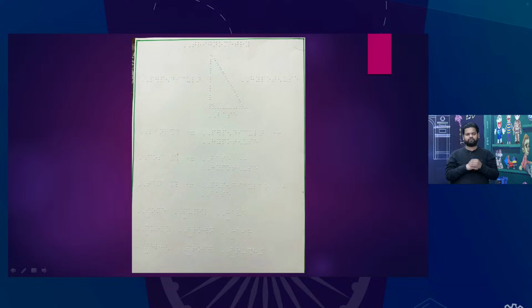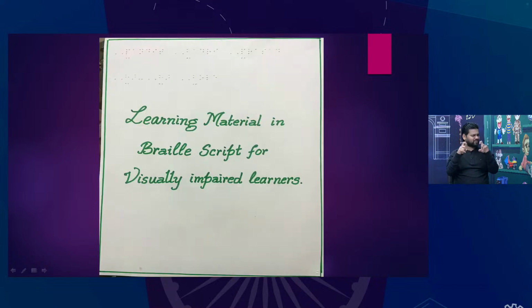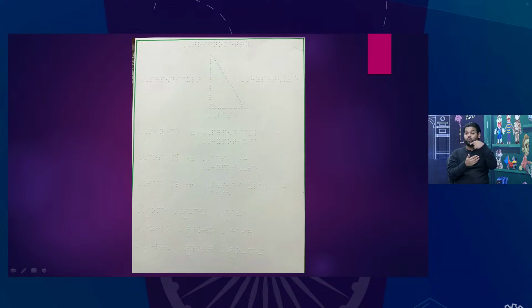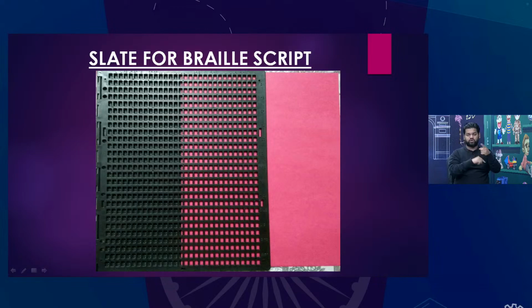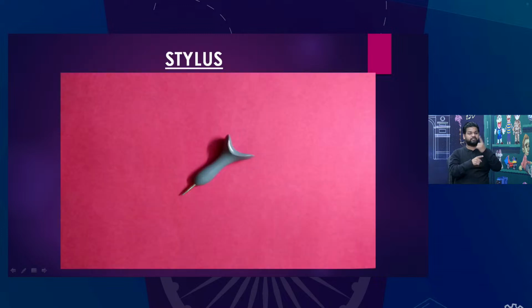Good. Now having understood this, see this is a learning material in Braille script, Kusumji, for visually impaired learners. We as teachers can carry this type of notes for our special learners, visually impaired learners, and I think they will be very easily able to understand and memorize all this formulae if it is provided in the Braille script. Yes, ma'am. For this, the special educators can use the slate for Braille script here, and this is a stylus which is used to write down this Braille script. Braille script. So we should take special care of the special children in the class, right?